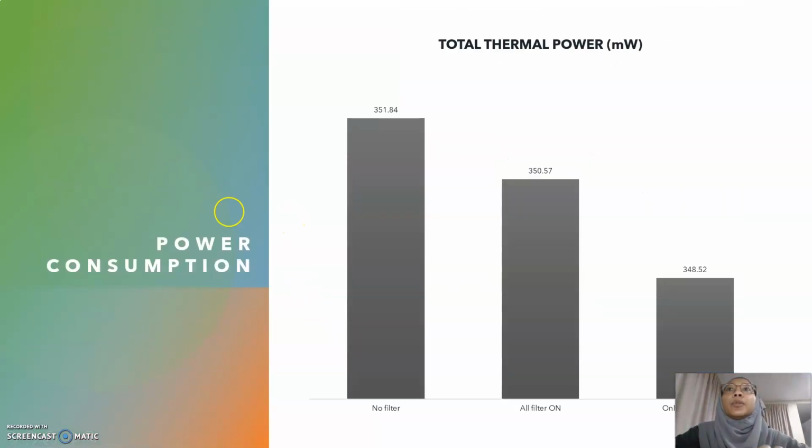Then we proceed to the power consumption analysis. We can see if no filter is used, the power consumption is quite high, which is 351. And then when we turn on the filter, the thermal power reduces to 350 only. And as you can see, if you just turn on one filter, the power will reduce. But we don't want to just use one filter, because we can see from the image quality that the image is not so good if we use only one filter.